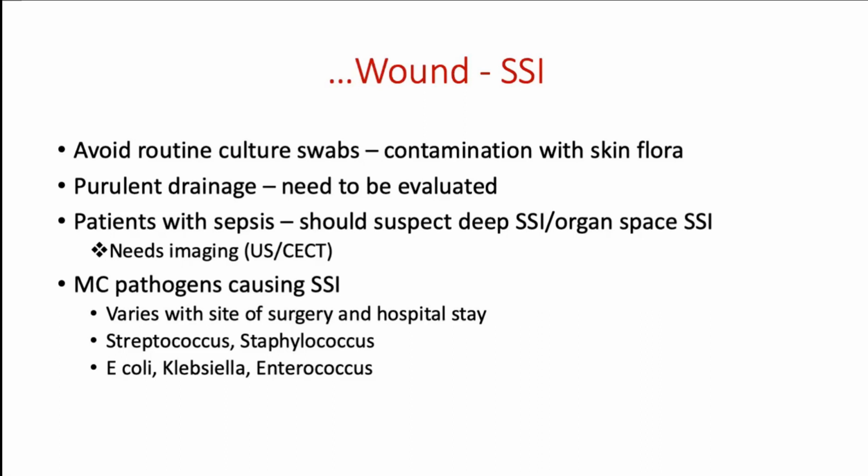The most common pathogens causing SSI vary with the site of surgery and hospital stay. So if it is, say, a thyroid surgery or a breast surgery or a peripheral limb surgery, then the chances of gram-positive bacteria affecting the wound is more, that is Streptococcus or Staphylococcus. But if it is a chest surgery or an abdominal surgery, then the chances of gram-negative bacteria and enterococci is higher. So patients who are septic or symptomatic do need antibiotics, which should be started according to the site of surgery, followed by the culture sensitivity report, which should guide us for the further management.